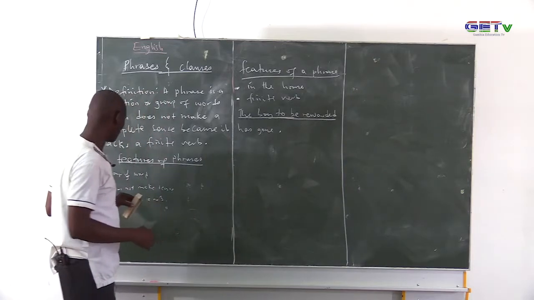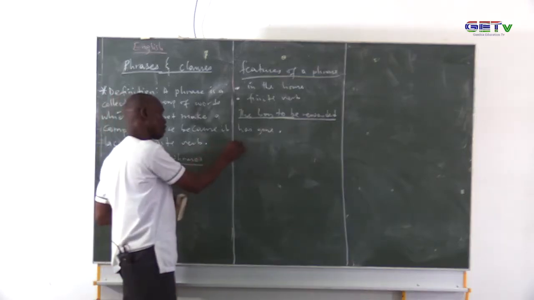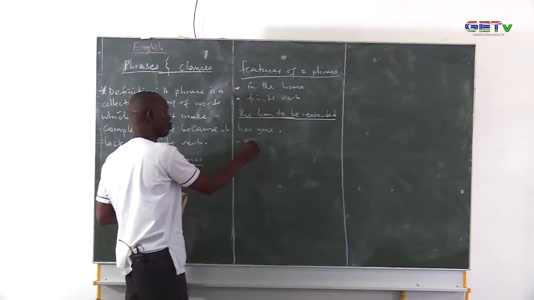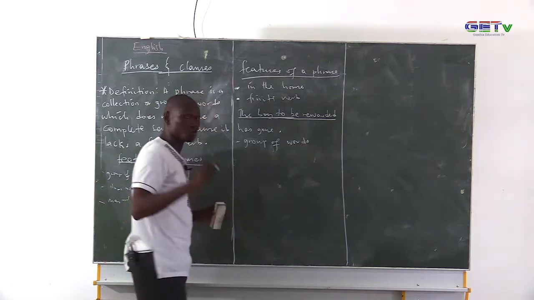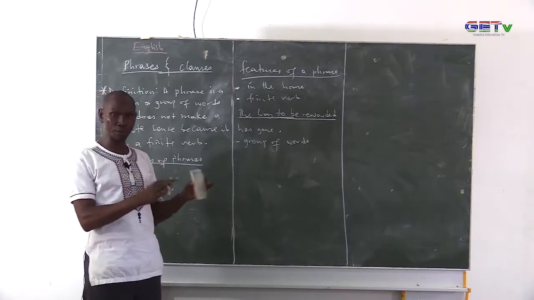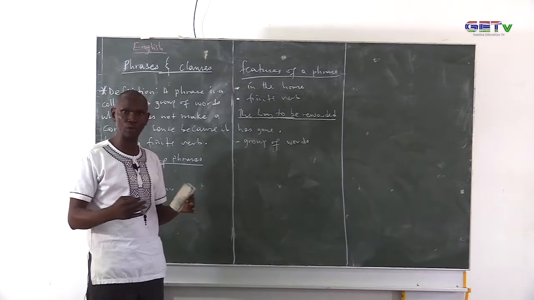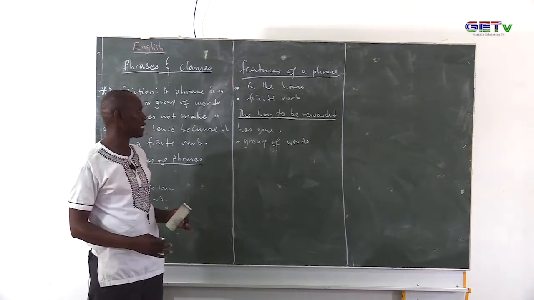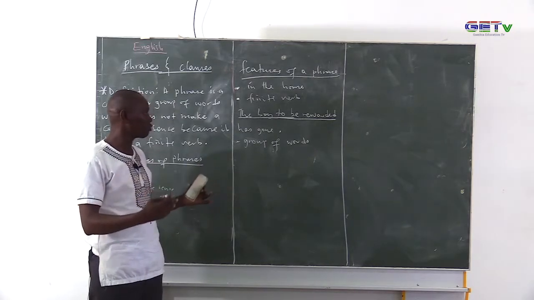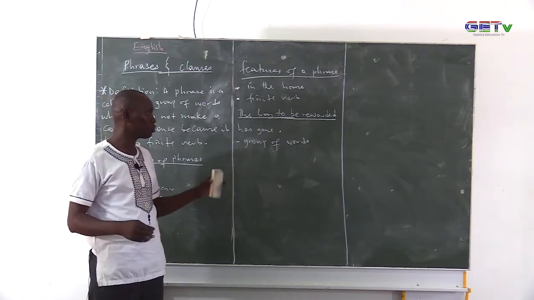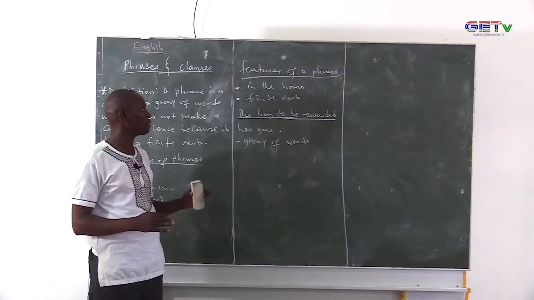Also, phrases constitute a group of words. You cannot use one word and call that a phrase, because it becomes a word. Anytime you have a phrase, it must be a group of words, could be two, three, or more words. What is clear is that they wouldn't make sense on their own, they are made up of a group of words, and they do not contain a finite verb. So these are some of the features of a phrase.